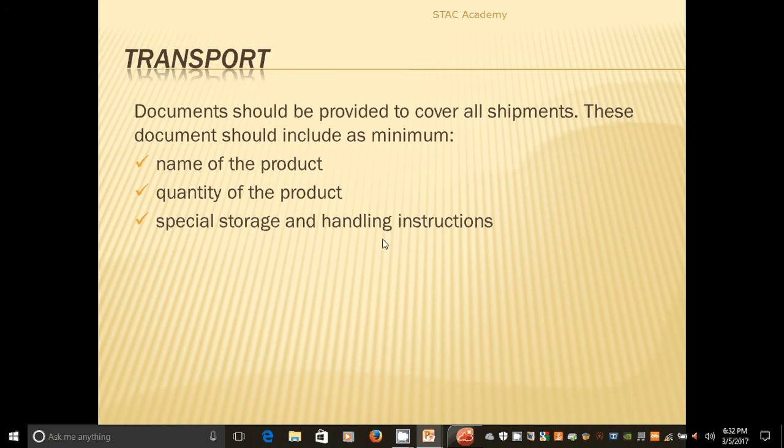Transport documents should be provided to cover all shipments. This document should include as a minimum the name of the product, quantity of the product, special storage and handling instructions.